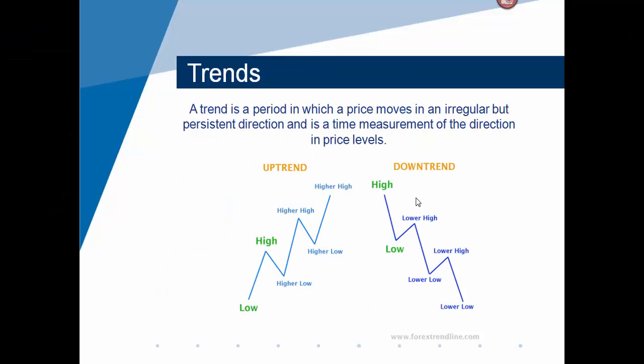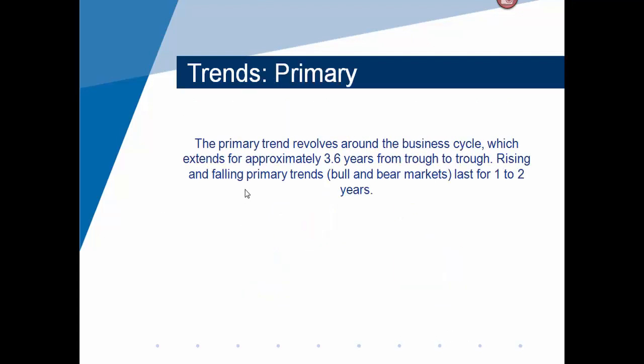All right. Now, a trend is a period in which price moves in an irregular but persistent direction and is a time measurement of the direction in price levels. So, the primary trend revolves around the business cycle, which extends for approximately 3.6 years from trough to trough. Rising and falling primary trends will last basically 1 to 2 years.